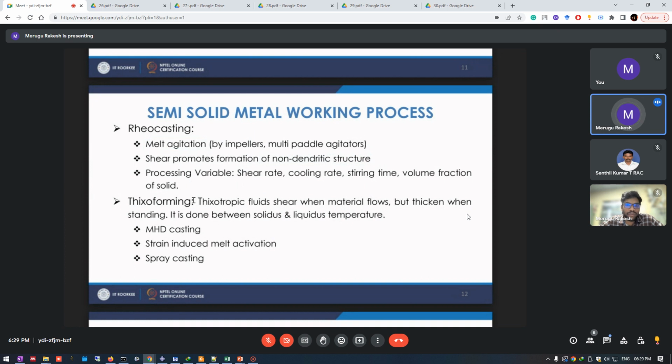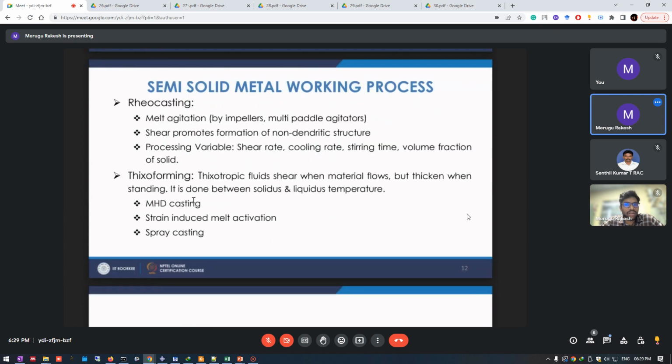Where does thixoforming come in? Some fluids thin on mixing or shear, but thicken when standing. This is similar to corn flour liquid. When stationary, it will never flow, but when you mix it, due to the shear induced into the melt, it will flow. It will have that property to flow. So this is what I'm discussing. We are working in the solidus and liquidus temperature range.